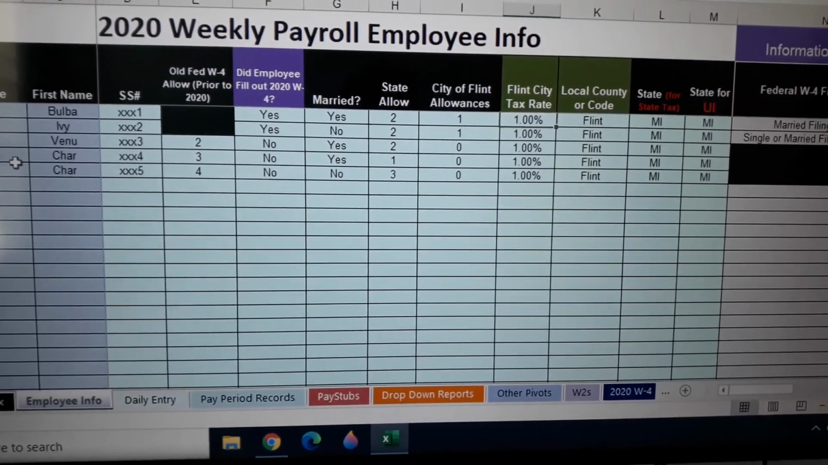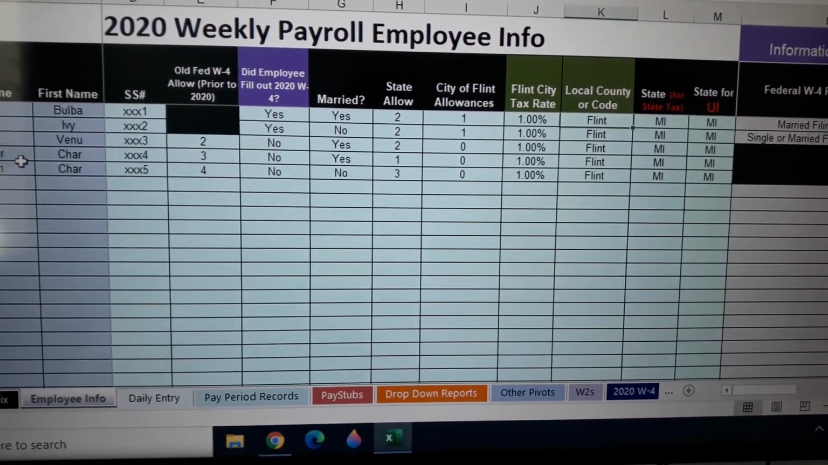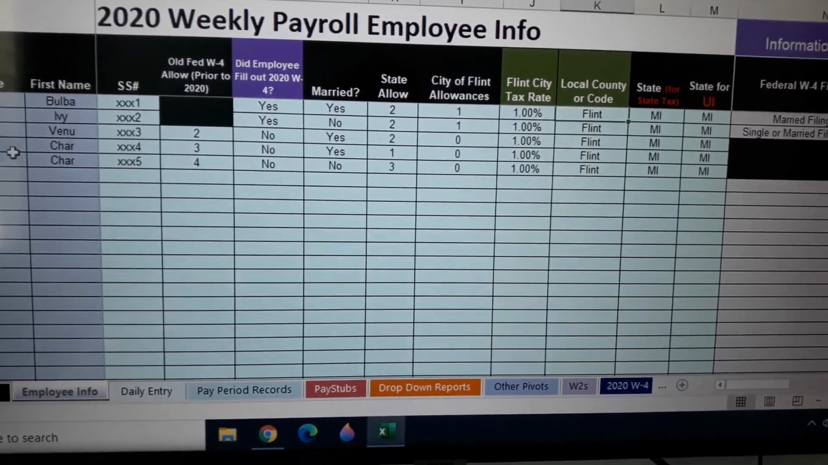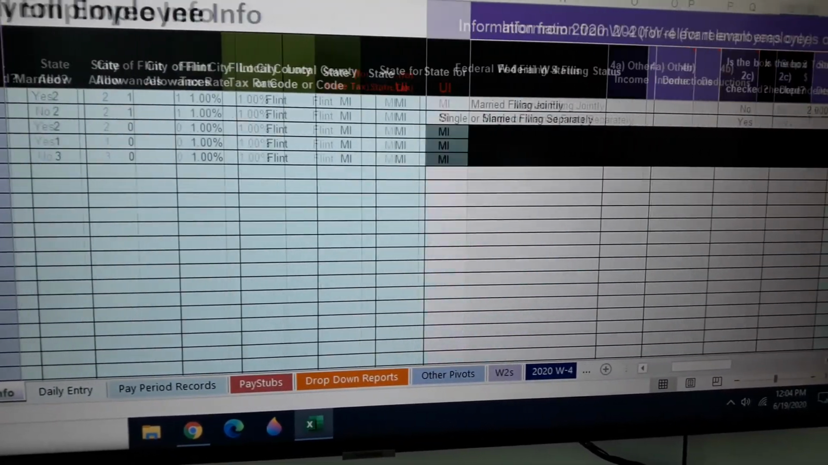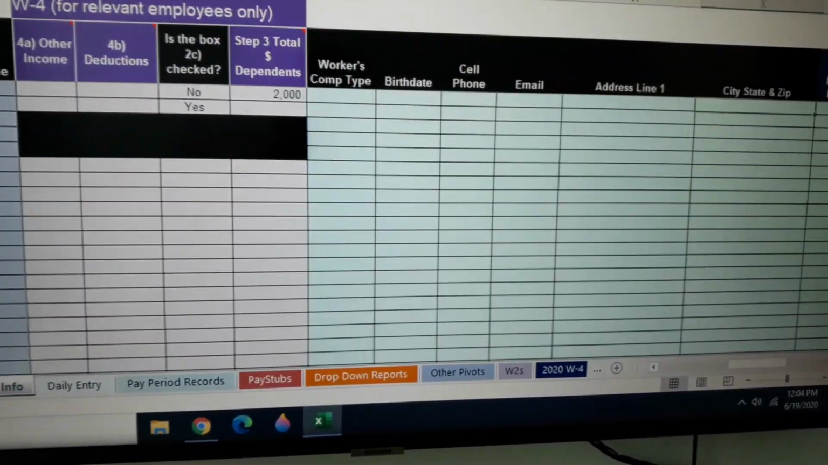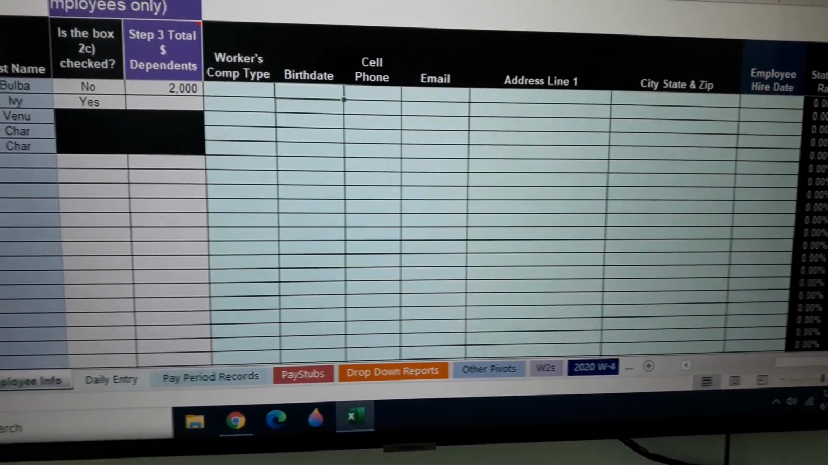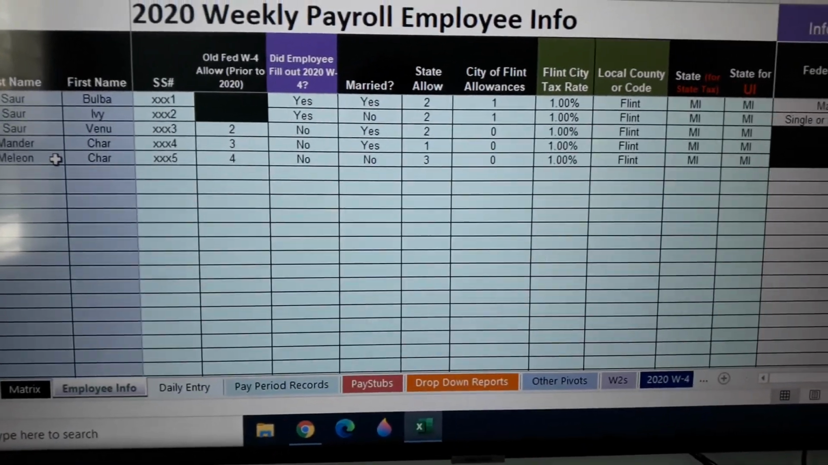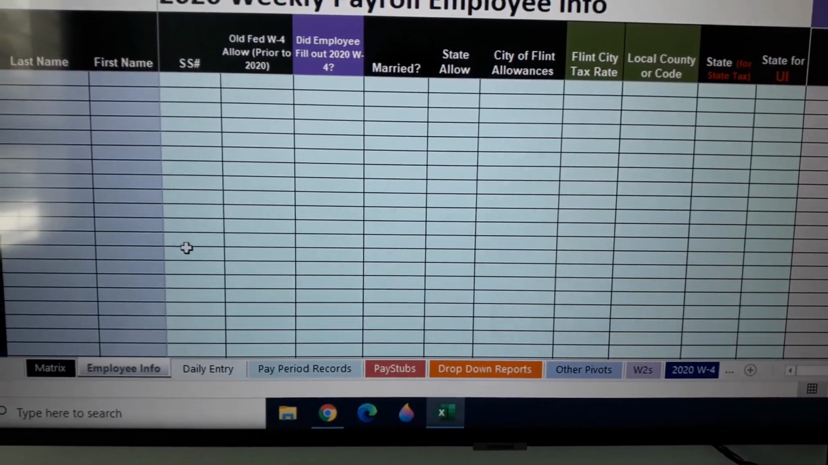Your City of Flint flat tax rate is 1% on the calculated taxable gross wages. You'd put your city code of Flint here. And then there's some other things which I've talked about in previous videos, which I'll reference you to go back and look about how to fill out these additional W-4 information lines. But that's how you'd enter in the Flint information.